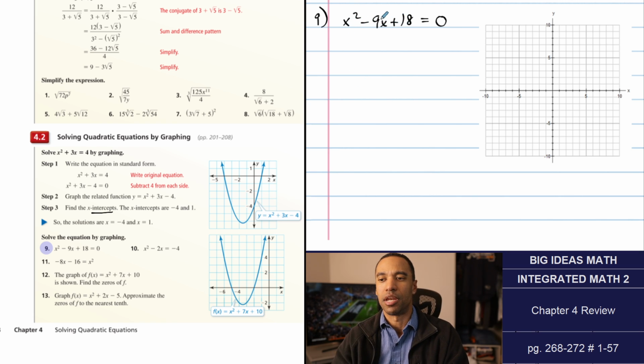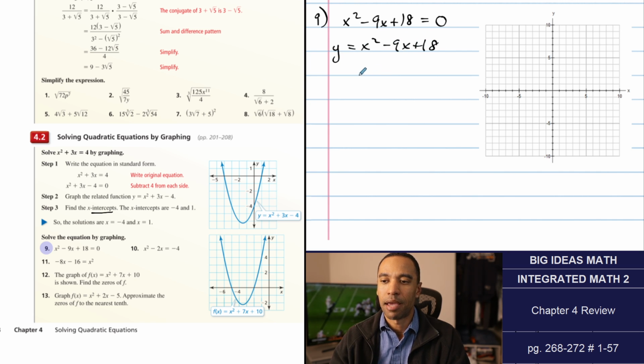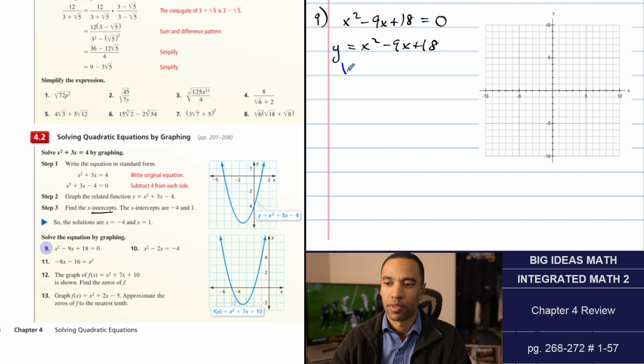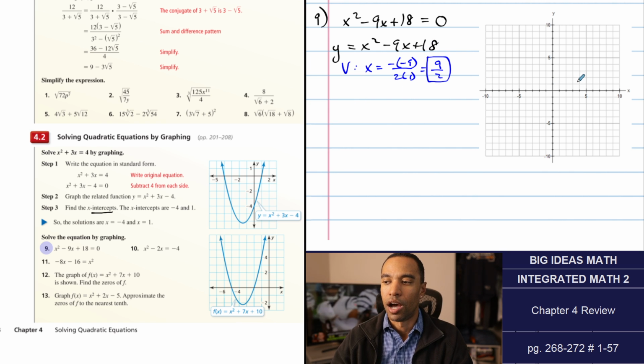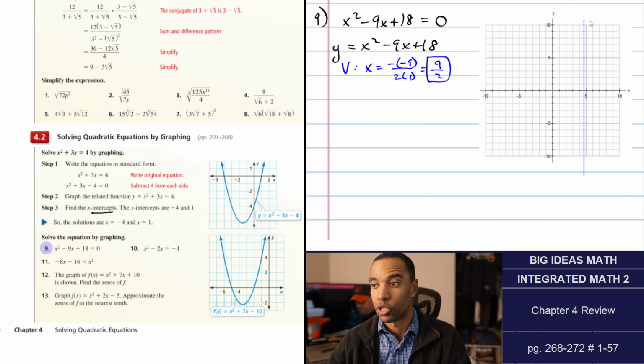So this one is really that method number 1 where you graph y equals x squared minus 9x plus 18. And I'm going to go about this whole thing: the vertex is at x equals negative b over 2a, which is 9 over 2, also 4.5. So I know that the axis of symmetry is x equals 4.5, looking a little bit like this.